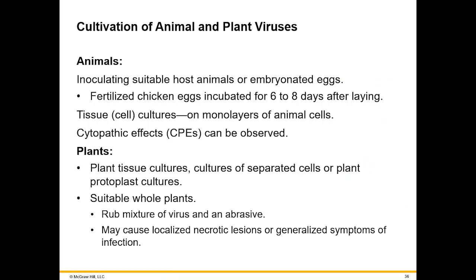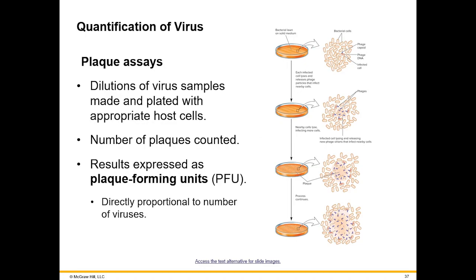For animals, sometimes we also use fertilized eggs of chickens and infect them with viruses to observe cytopathic effects. For the plants, it's a plant tissue culture. So there are also some whole plant cultures of viruses inside the actual plants that provide localized necrotic lesions.